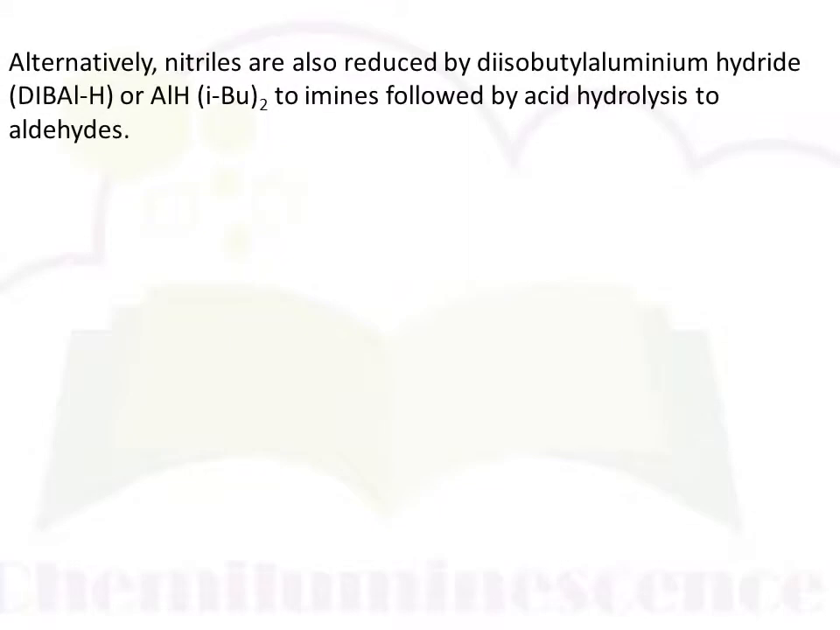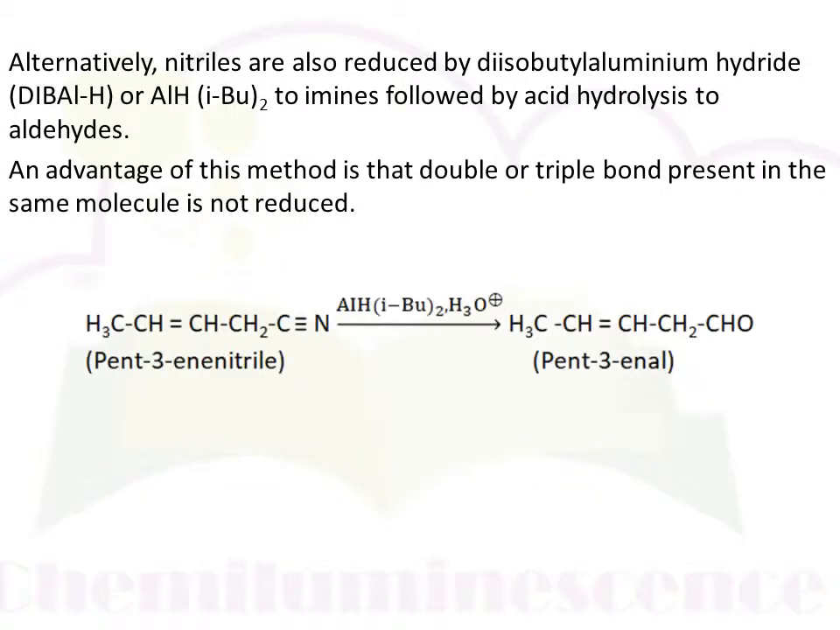Alternative method for preparation of aldehyde from nitriles is by using DIBAL, that is diisobutyl aluminum hydride. If we use diisobutyl aluminum hydride as a reagent instead of hydrogen and stannous chloride in HCl, it also forms imine, which on acidic hydrolysis gives aldehyde. Let's see with the help of an example.